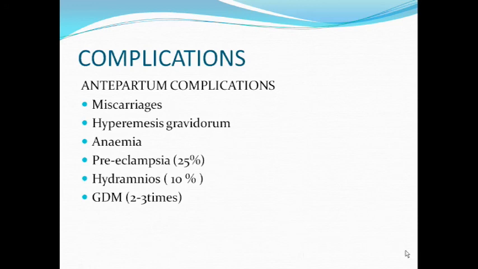Why is it so important? Different types of complications can be seen during the antepartum, intrapartum and postpartum periods, and even fetal complications. In the mother, during the antepartum period, chances of miscarriage will be more, hyperemesis gravidarum, anemia, preeclampsia and polyhydramnios will be increased in multiple pregnancy, and GDM is 2 to 3 times higher than normal.